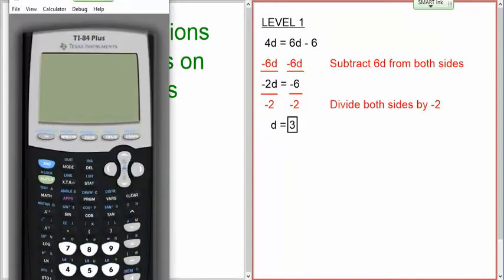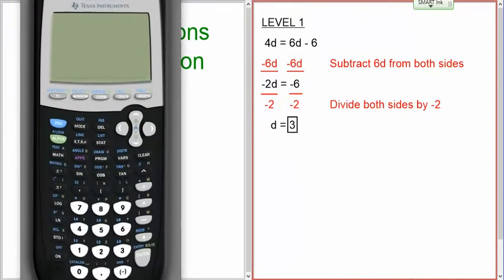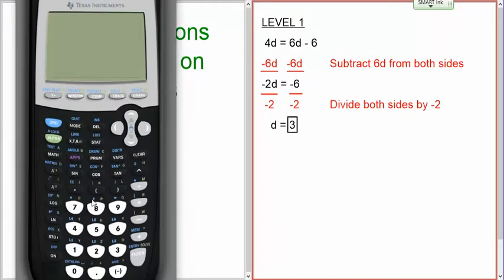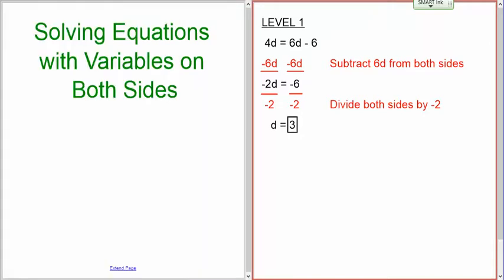We'll go ahead and check our answer as well. So we'll do 4 times our answer 3. There's my left side of the equation. And I'll do 6 times my answer 3 minus 6. That's the right side of the equation. And I also get 12. We'll talk about other ways to check this as we progress.